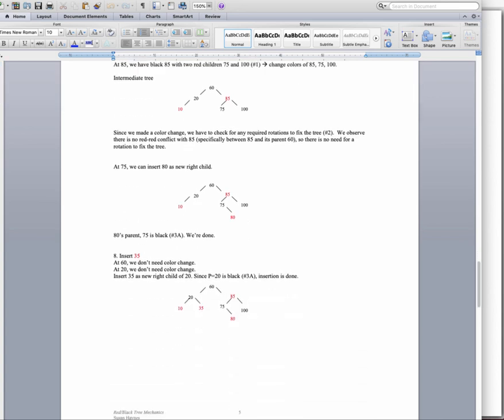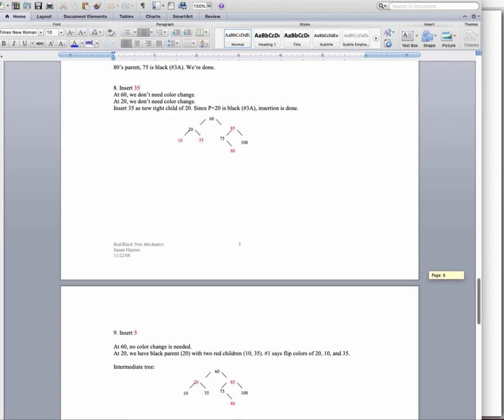We are asked to insert a 35. There's no color violation here. There's no color violation here. I'm going to go to the right and I insert my 35 and I'm all done. Now we can see I've got a black and two reds. The next time I come down this path, I am going to be changing those, but it's not changed now. It's only when I'm going down the tree.